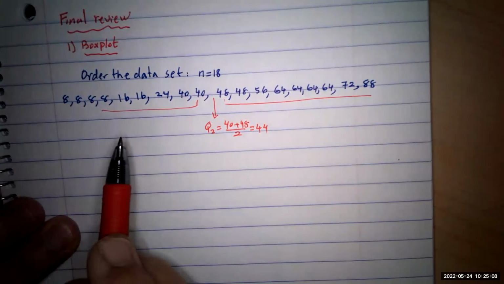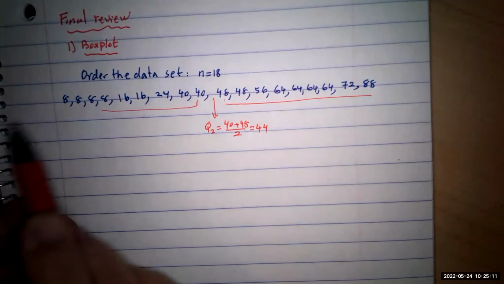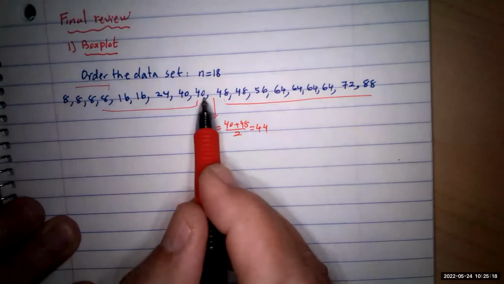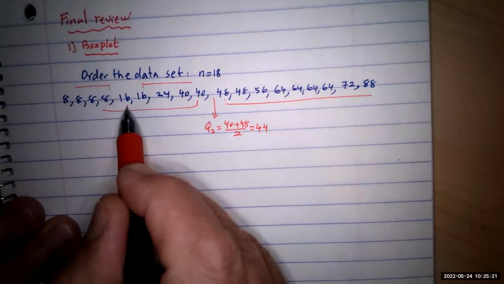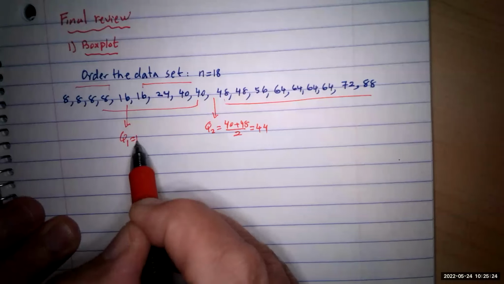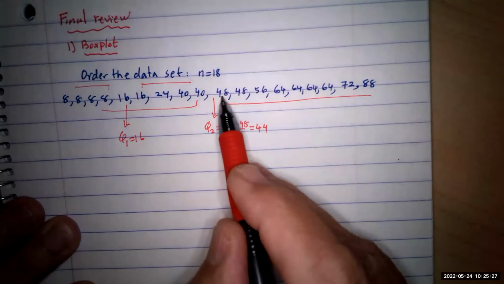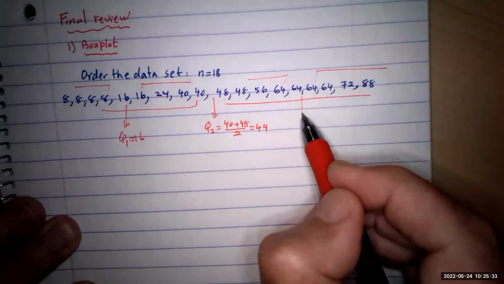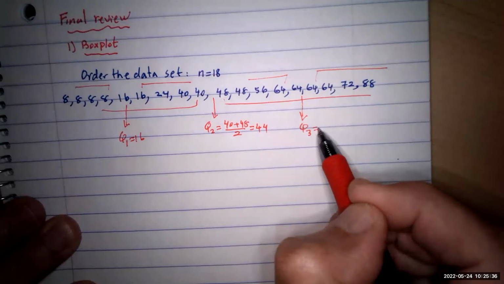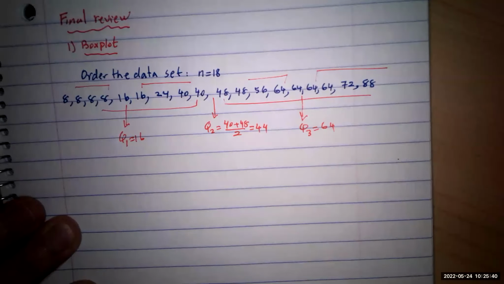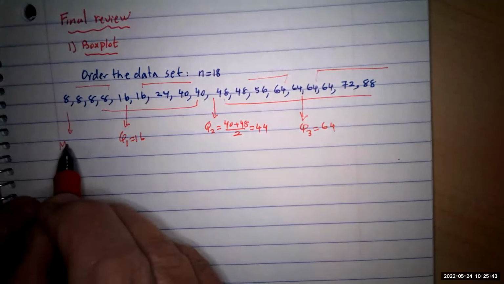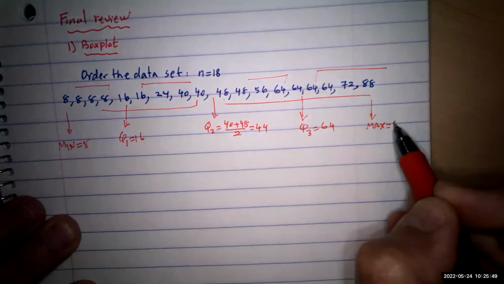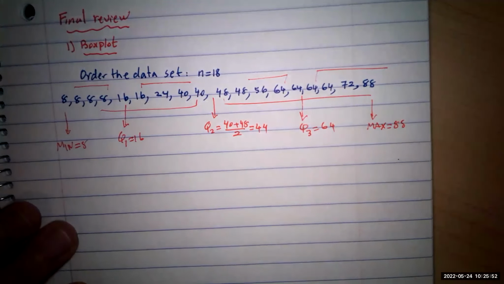Then you go to the portion to the right and the left to find the Q1 and the Q3. We have 9 numbers divided by 2, that gives 4.5. So that's going to be 1, 2, 3, 4. And that's 1, 2, 3, 4. So the leftover is 16, which is Q1. Do the same thing here. 1, 2, 3, 4. And 1, 2, 3, 4. The leftover is going to be your Q3, which is 64. That's it. The minimum is 8, and the maximum is 88. So those are the five summary numbers that we have to find first.